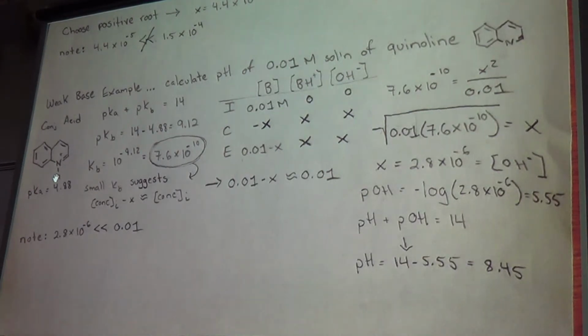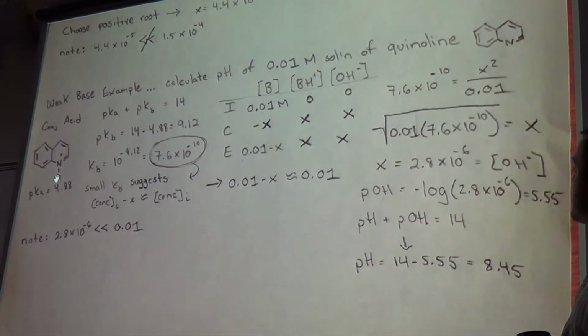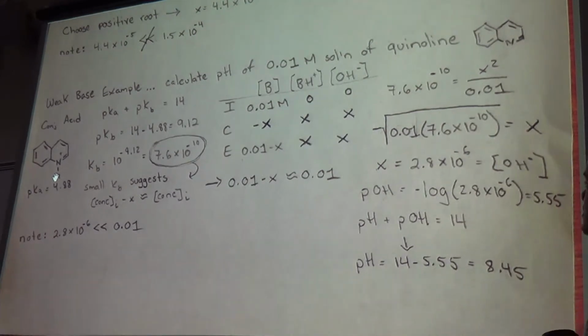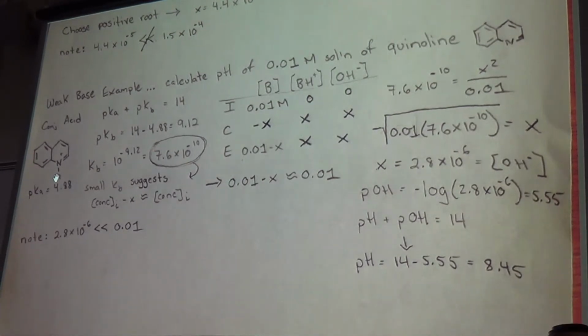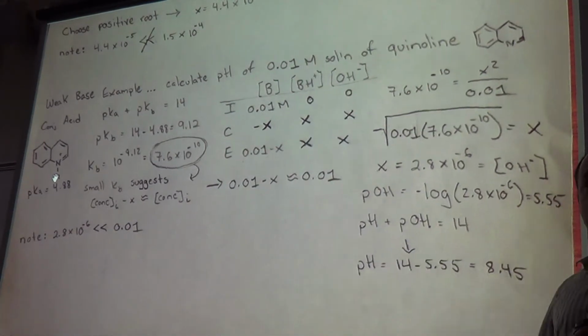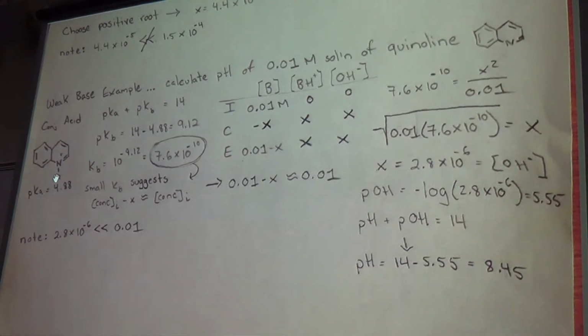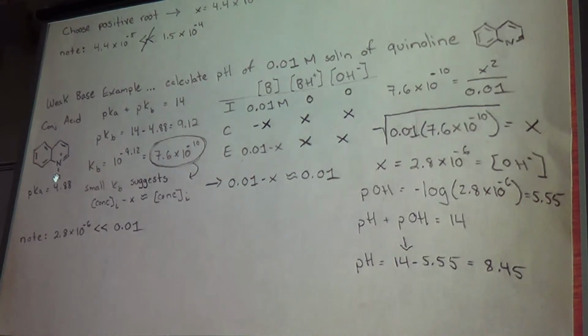Set up your ICE tables. This time we don't have to use the quadratic form. We get that X is the square root of 0.01 times 7.6 times 10 to the negative 10. That gives us our OH minus concentration. Take the pOH of that, it's the negative log of the OH minus concentration, which gives us 5.5. Go back to the relationship pH plus pOH is equal to 14. And we've got that pH is equal to 14 minus 5.55, which is 8.45.